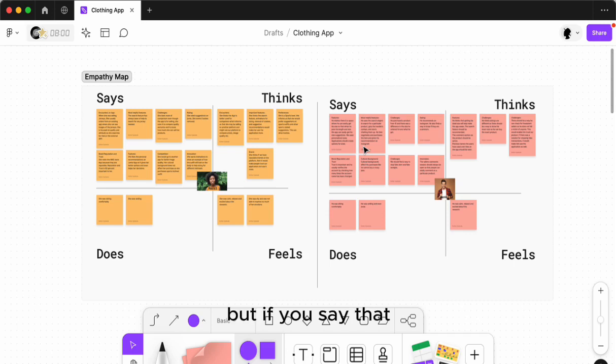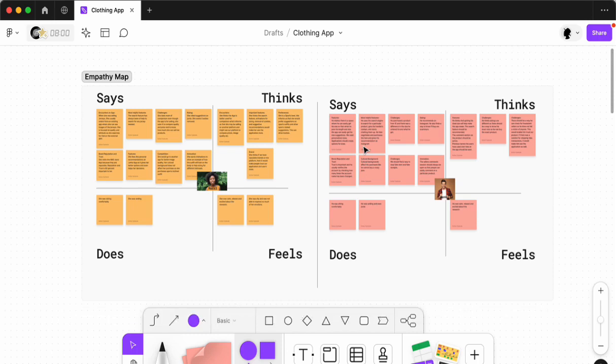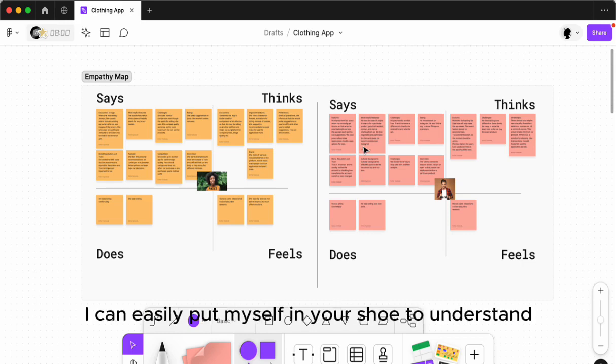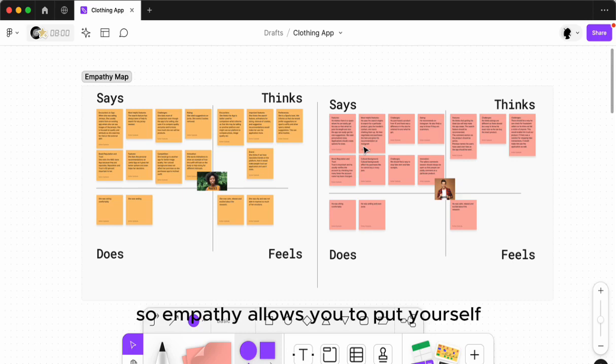But if you say that you are so hungry that your body is shaking, you are so hungry that you cannot concentrate in class, you are so hungry that you cannot even write properly, I can empathize with you because I have been in such a situation. I can easily put myself in your shoes to understand how you are feeling at the time you are feeling what you are feeling. So empathy allows you to put yourself in someone else's shoes to gain deeper insights, to gain deeper understanding of their needs, their desires, and their challenges.